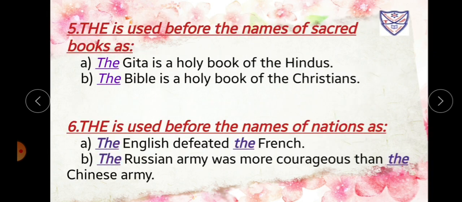Rule number 5, the is used before the names of sacred books. For example, first one, the Gita is a holy book of the Hindus. So over here Gita is a name of a particular or specific sacred book. So before this we will use an article, and that article is the.